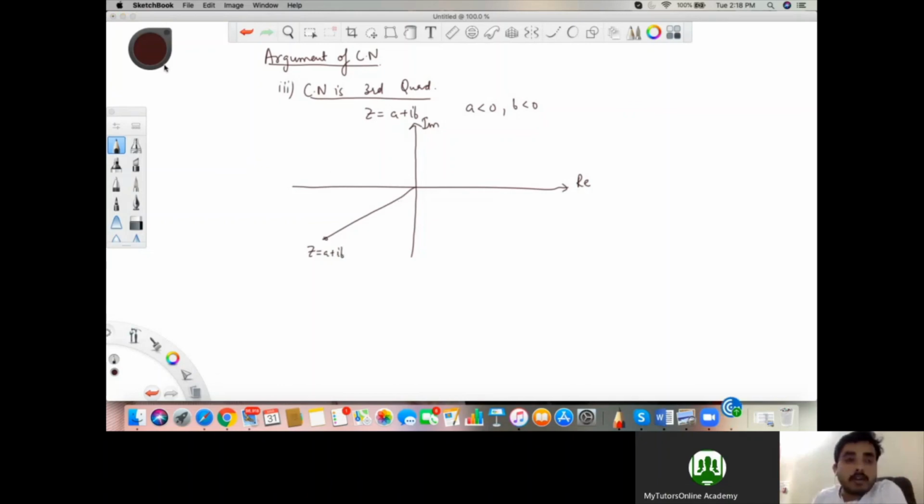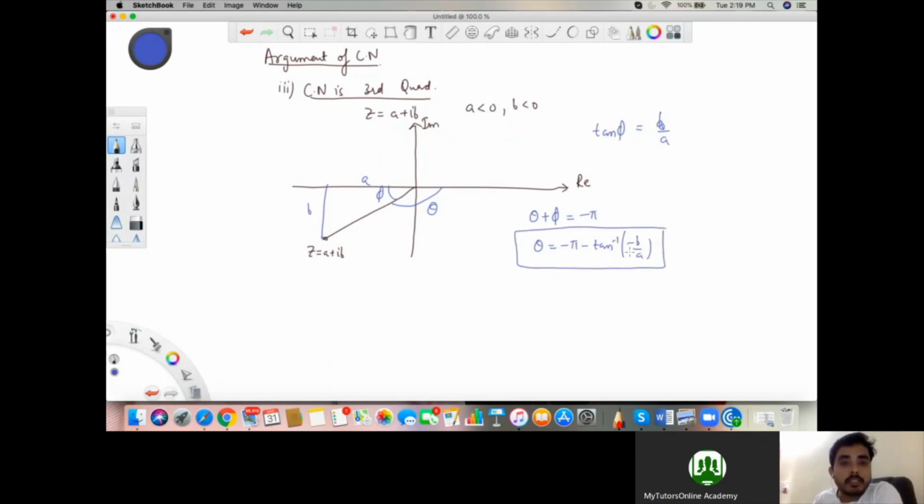Now we always measure the angle with respect to the positive direction of real axis. That means now in this case we need to measure this angle. This will be your theta. To measure this angle, first we need to find out this phi. So tan of phi, both b and a are negative. This is a, this is b. Hence no need to apply the modulus sign here because we already know that both a and b will be negative. And hence tan of phi is equal to b by a. So here phi plus theta is equal to minus pi, and hence theta will be equal to minus pi plus phi, that is minus pi plus tan inverse b by a. So this is the argument of the complex number when the complex number is in the third quadrant.